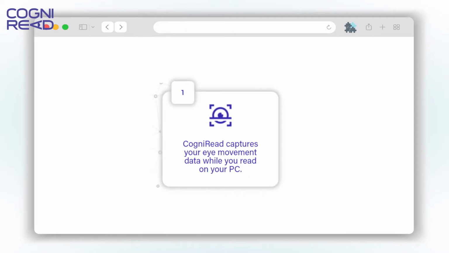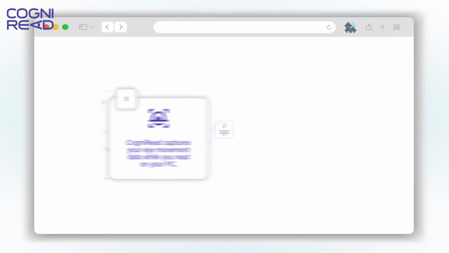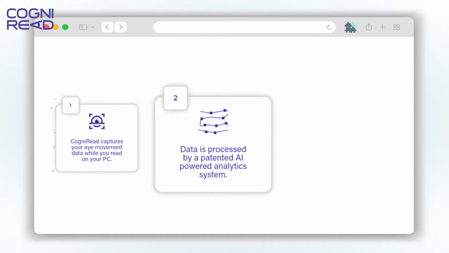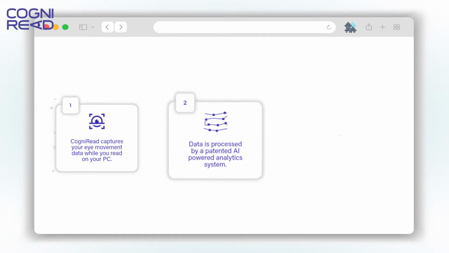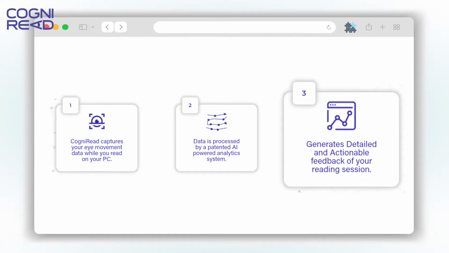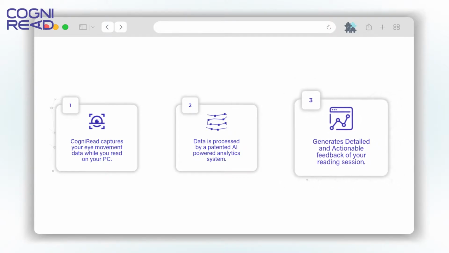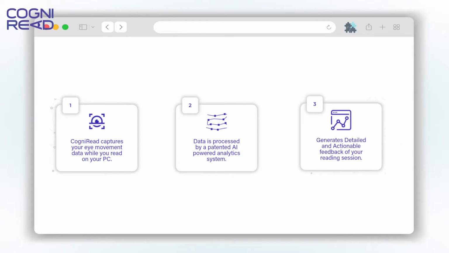It captures your eye movements while you read on your devices. Your data is then analyzed by an AI-powered analytical system. It then generates a detailed and competent feedback on your reading sessions.